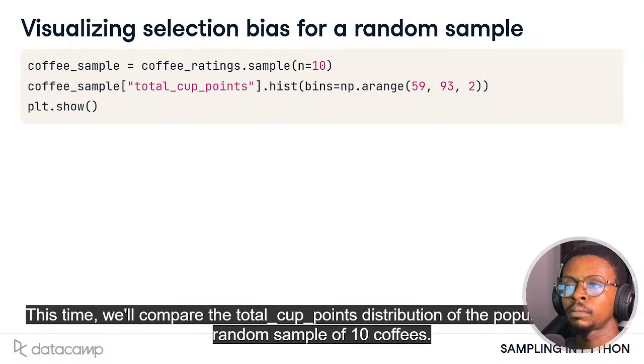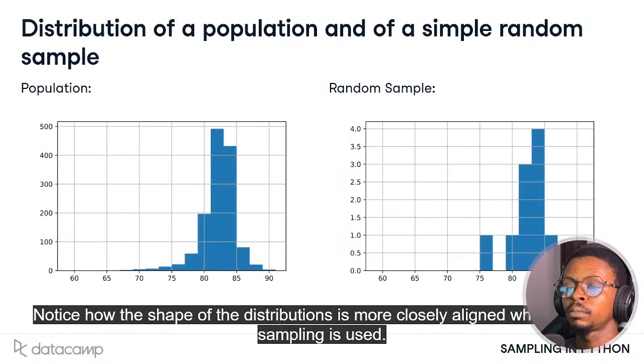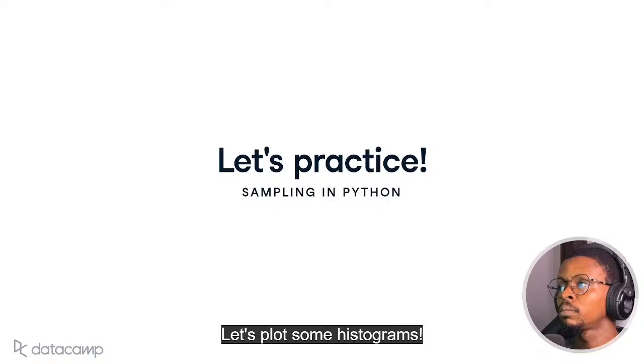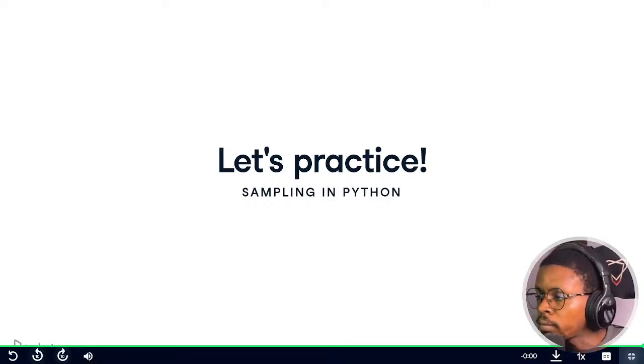This time, we'll compare the total cup points distribution of the population with a random sample of 10 coffees. Notice how the shape of the distributions is more closely aligned when random sampling is used. Let's plot some histograms.